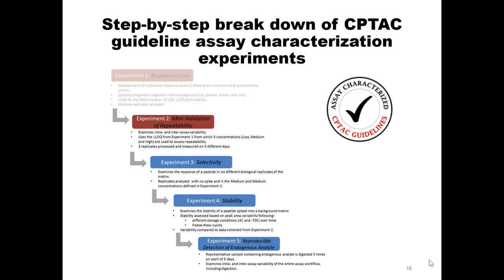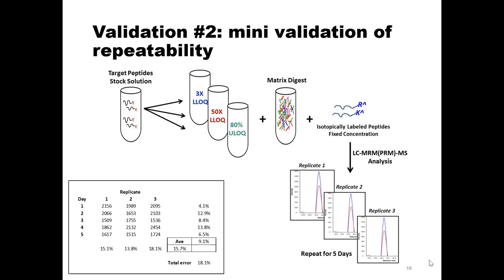Experiment 2 is repeatability. Experiment 3 is selectivity. Experiment 4 is stability. And experiment 5 is reproducible detection. So we're going to go a little bit through those, and I'm going to give you kind of the too long; didn't read of the documentation for each of them.